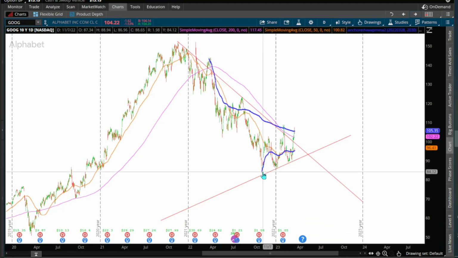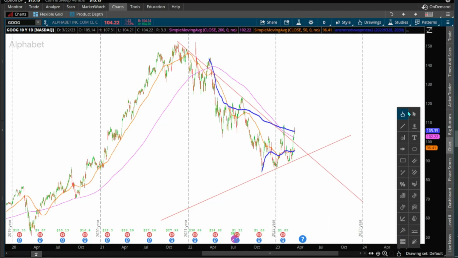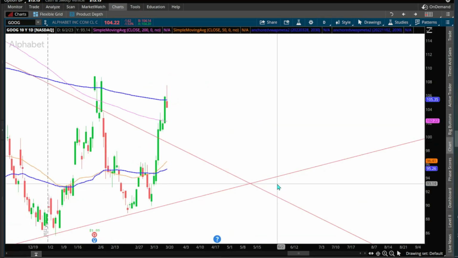And if I am looking at this anchored VWAP from this bottom right here, this is right around the 50-day moving average. So let's just kind of zoom in on the price action right here. So right here, we have the 200-day moving average. It's right around 102.22. We're still above that. This anchored VWAP, you can see that we got above it and we sold right back below it.